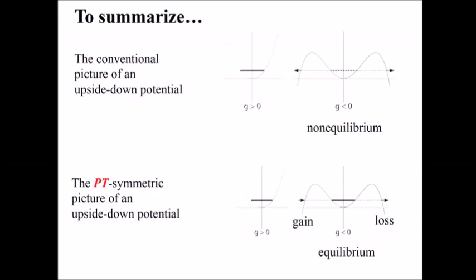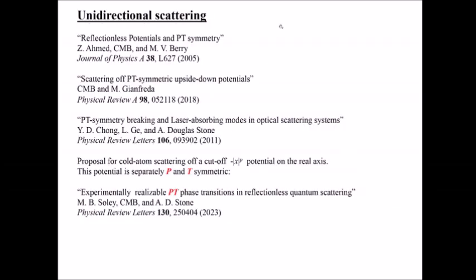I hope you understand what I'm saying. This is not trivial. This is really very, very subtle. But we have a balanced loss and gain, and we have that balanced loss and gain at the classical level and at the quantum level. It happens classically and quantum mechanically. So this is called unidirectional scattering.